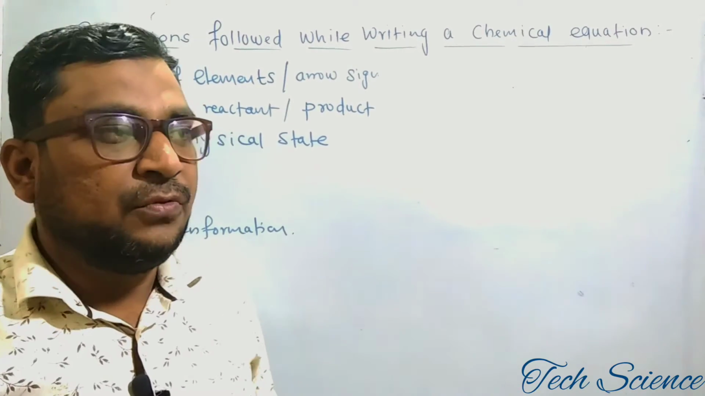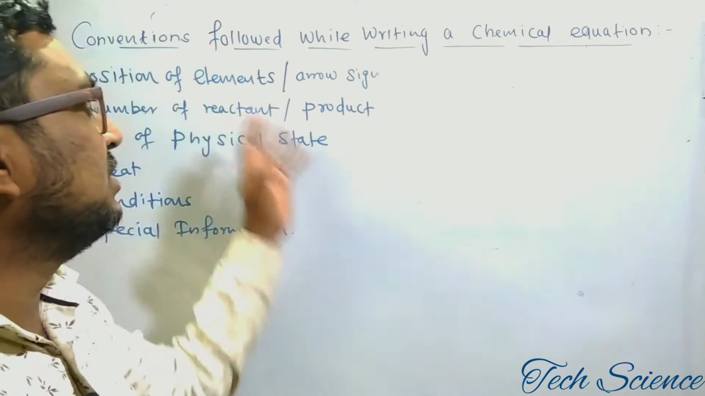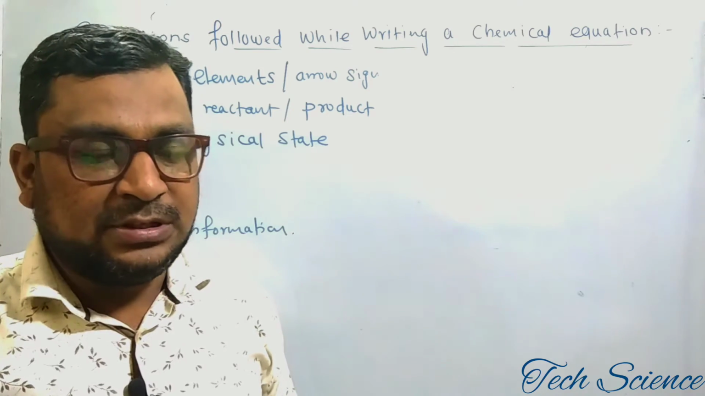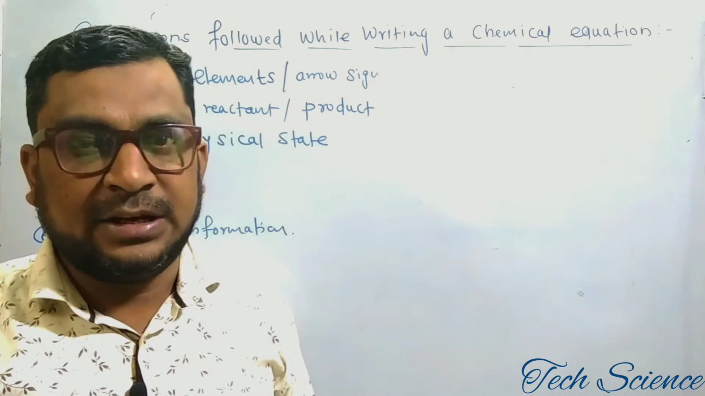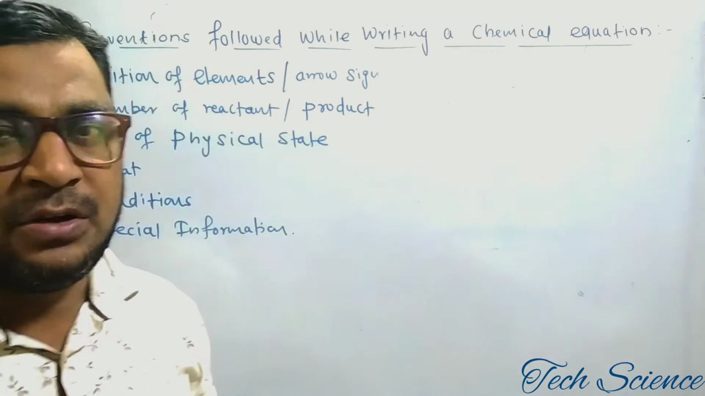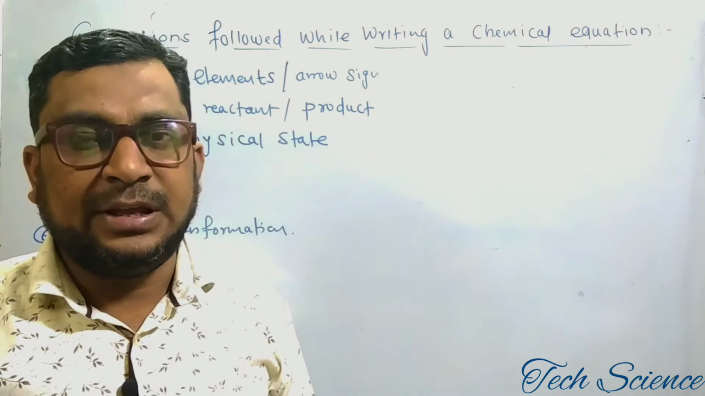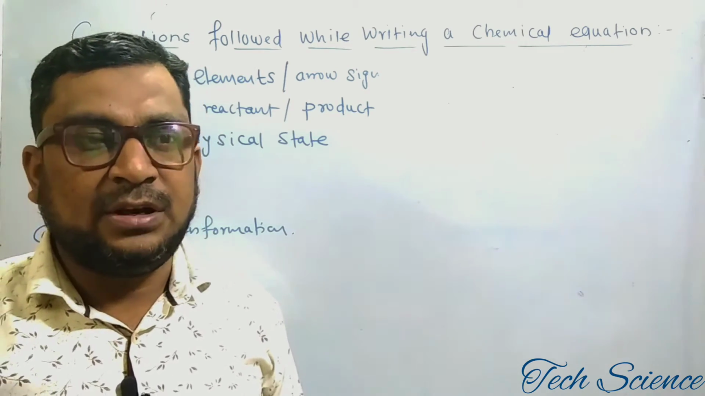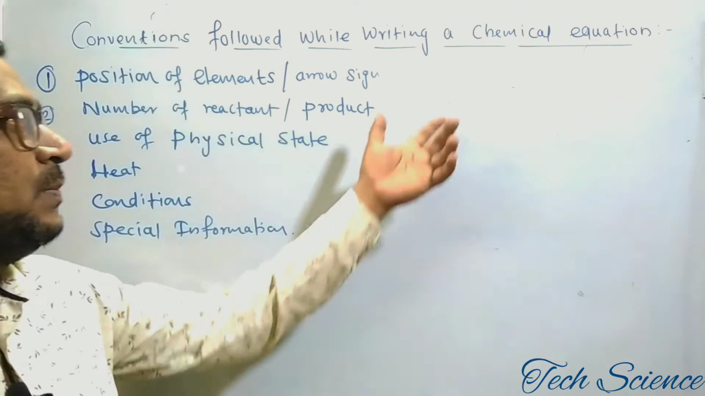Today's topic is: what are the rules, maybe protocol, it may be called conventions, when you are writing any chemical equation. This chapter belongs to chemical reaction equations of the 10th standard, where we have to follow some rules and regulations while writing a chemical reaction or chemical equation. The chemical equation has different types of protocol. So what kind of protocol do you have to follow? This point is explained in detail.